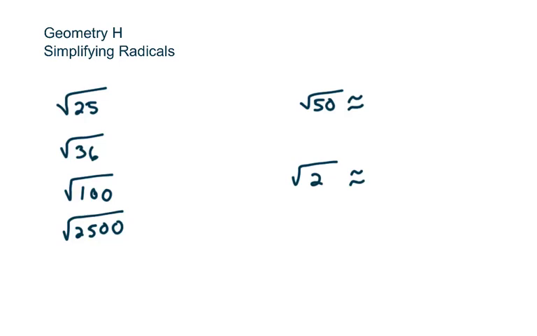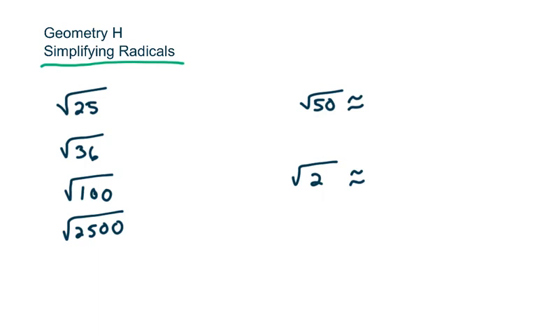Hello, today you're going to learn how to simplify radicals, which you might be thinking is more of an algebra topic, but it is extremely important for geometry, in particular Pythagorean theorem. So a radical is just another word for square root.